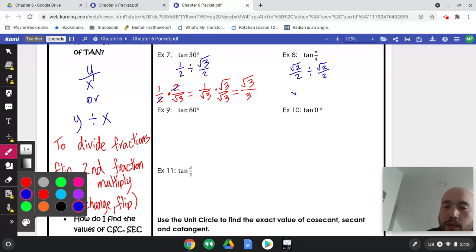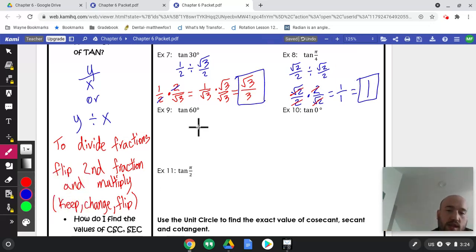Now if we keep, change, and then flip. At this point we have square root of 2 and square root of 2 will cancel, 2 and 2 will cancel, and we will be left with 1 over 1 or 1 as our answer.